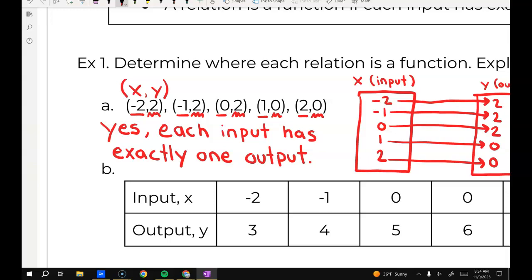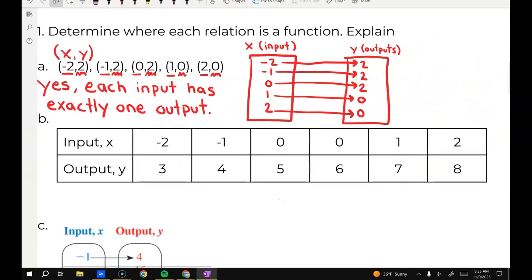This is something you saw when you were doing that Desmos activity. You saw an example like this, where you had points and you were figuring out whether or not it was a function. If, like in example B, our inputs and outputs, or our x and y values, are given to us in a table, the mapping is already kind of set up for us.